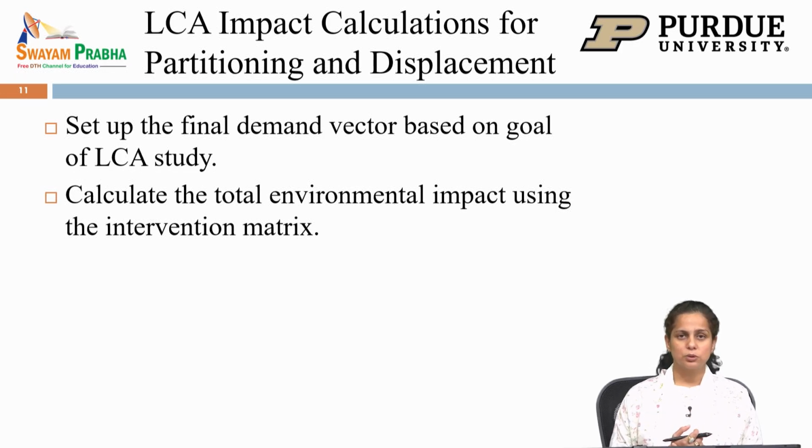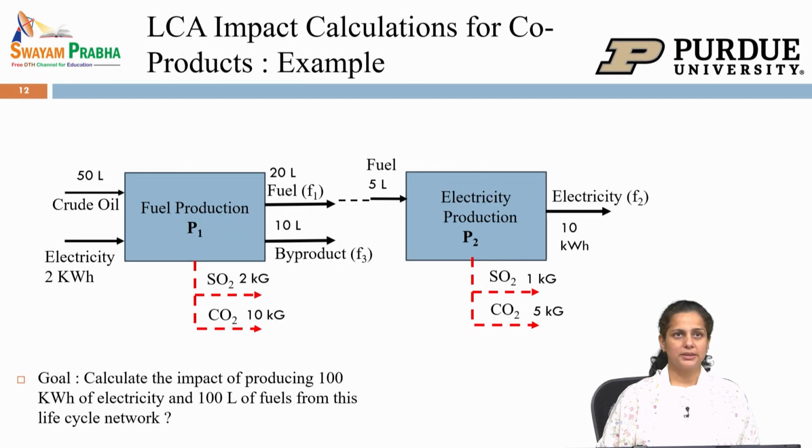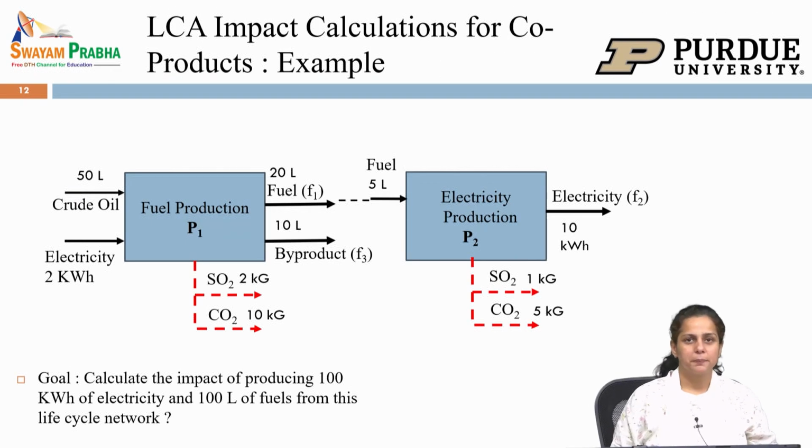Once you have set up those two new additional matrices, the idea is that we set up the final demand vector based on the goal of the LCA study, and then we calculate the total environmental impact using the intervention matrix, as we have seen in the simple case of process network algebra. So, now we will look into some examples. Let us look at a simple example.